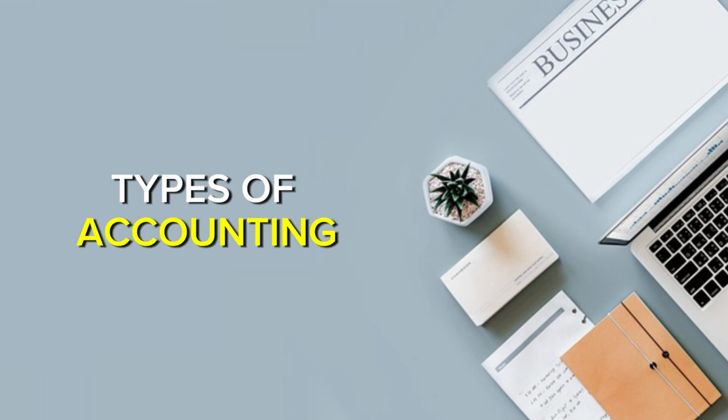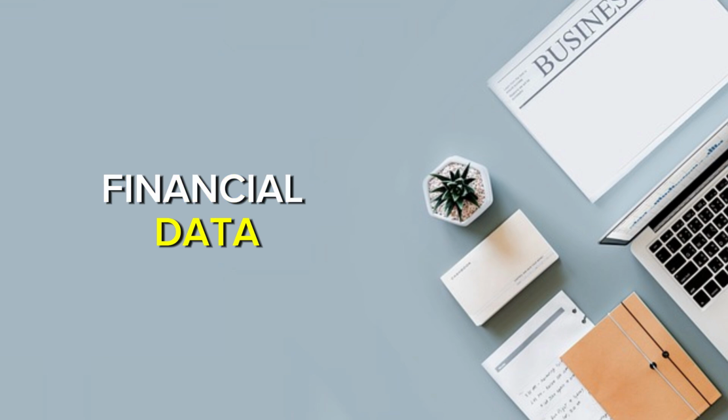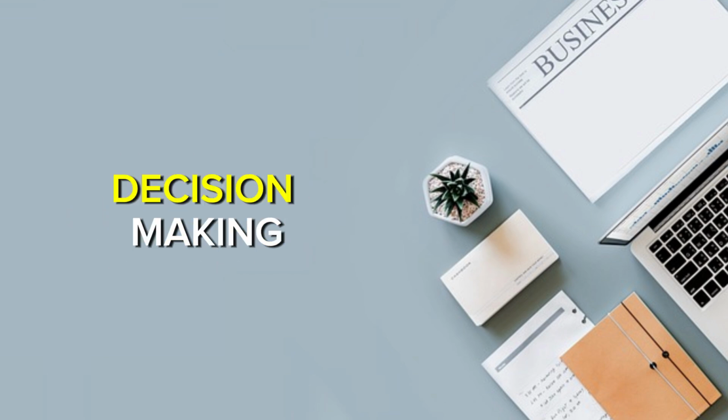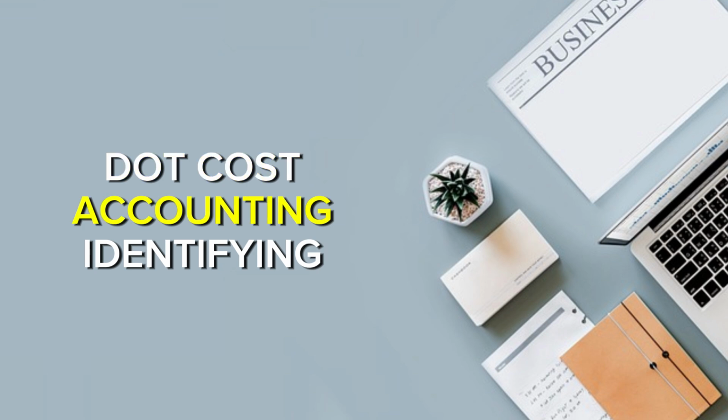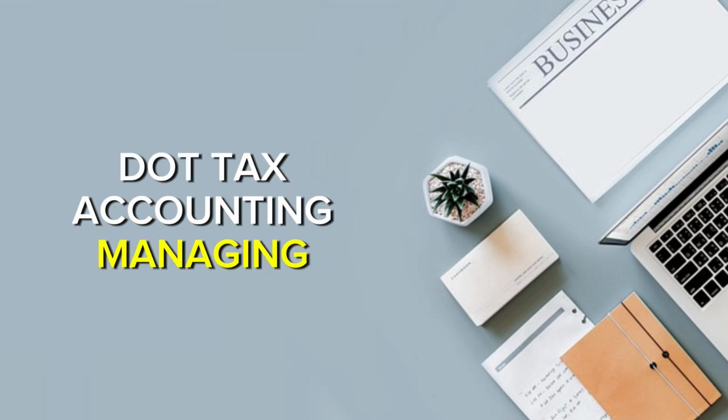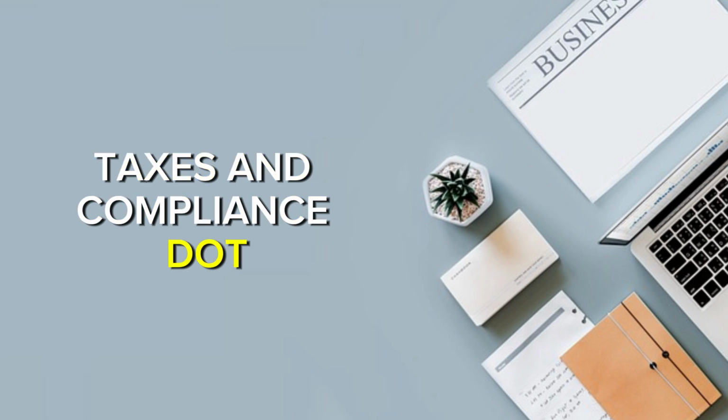Types of accounting. Financial accounting: recording and reporting financial data. Management accounting: analyzing financial data for decision-making. Cost accounting: identifying the cost of production. Tax accounting: managing taxes and compliance.